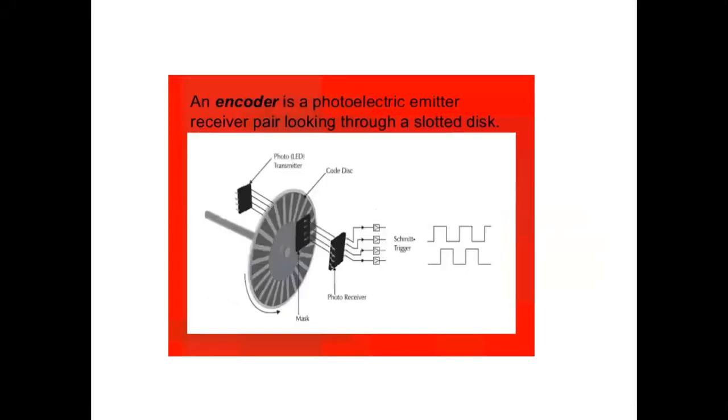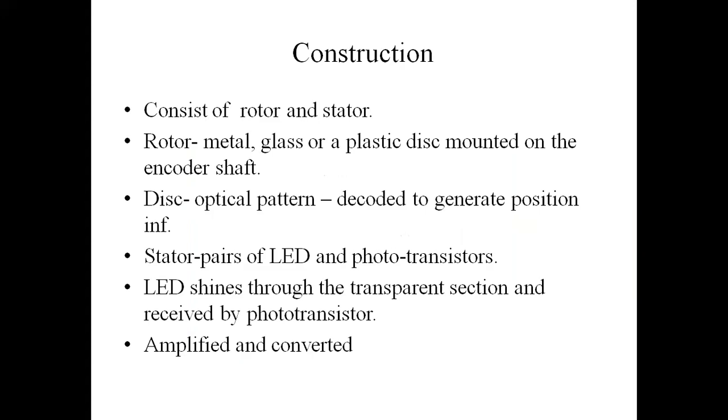Apart from that, we have the mask. In the photo receiver, we have a Schmitt trigger output, the disk, and the LED. An encoder is defined as a photoelectric emitter-receiver pair looking through a slotted disk. Regarding construction, it consists of a rotor and a stator.